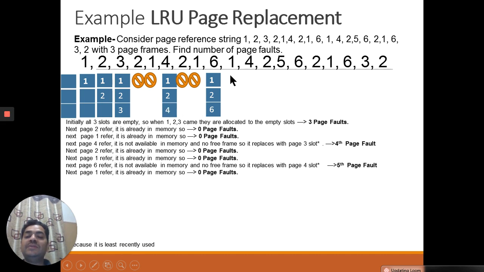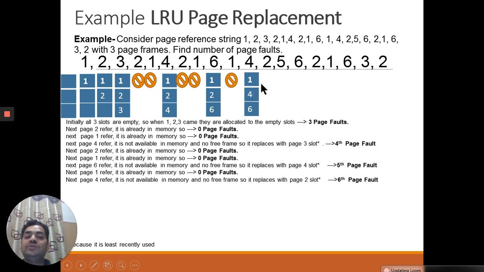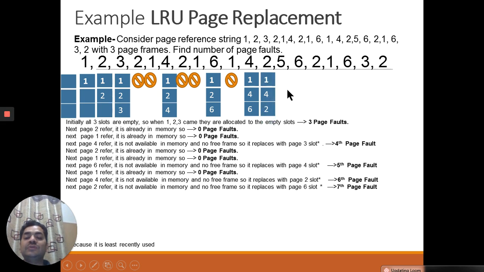1 is already in the memory, so no page fault. 4 is not in the memory. 1 and 6 are used, so 6 is replaced with 4. Then 2 is referred, it is not in the memory. 4 and 1 are recently used, 6 is not recently used, so it will be replaced with 2.